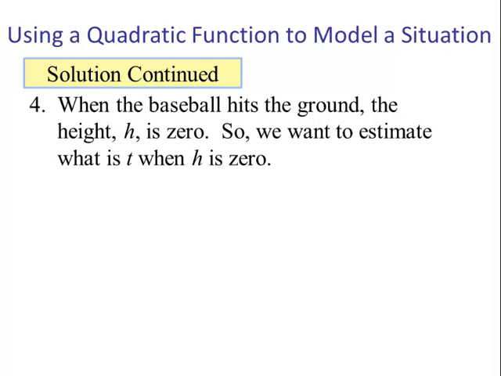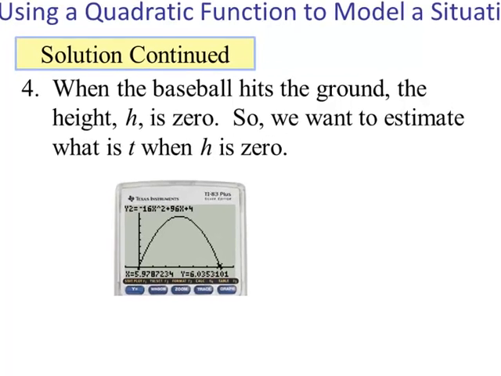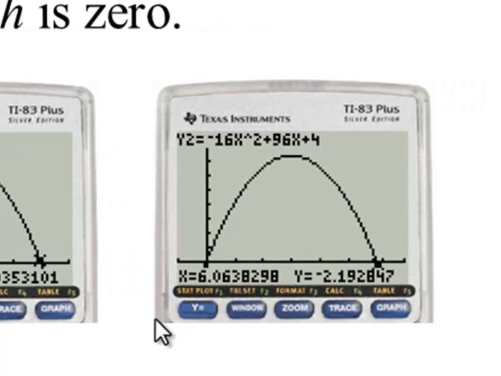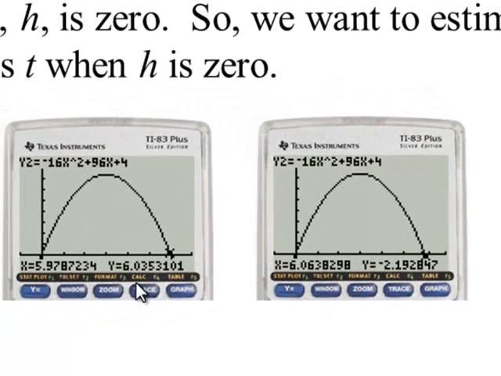Number 4, when the baseball hits the ground, the height, h, is 0. We want to estimate what t is when h is 0. So using the graphing calculator, if we press the trace key and follow it out to where h is close to 0, we see when x is about 5.98, the height is about 6 feet, and when x is a little bit more than 6, the height is a negative number. So it has to happen in between these two values.